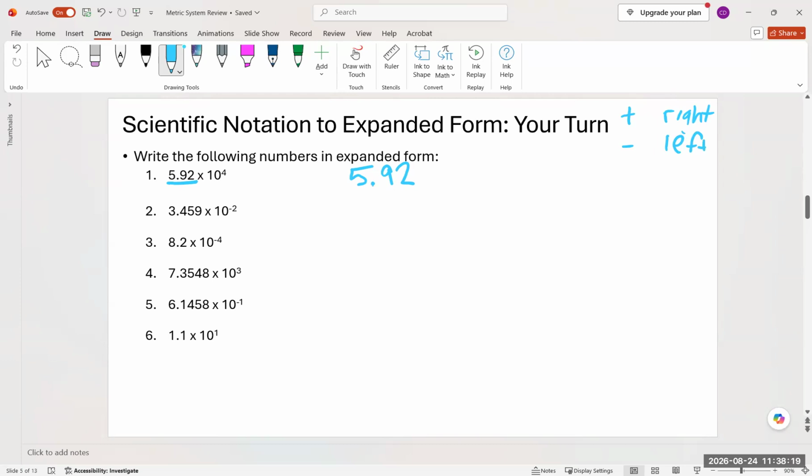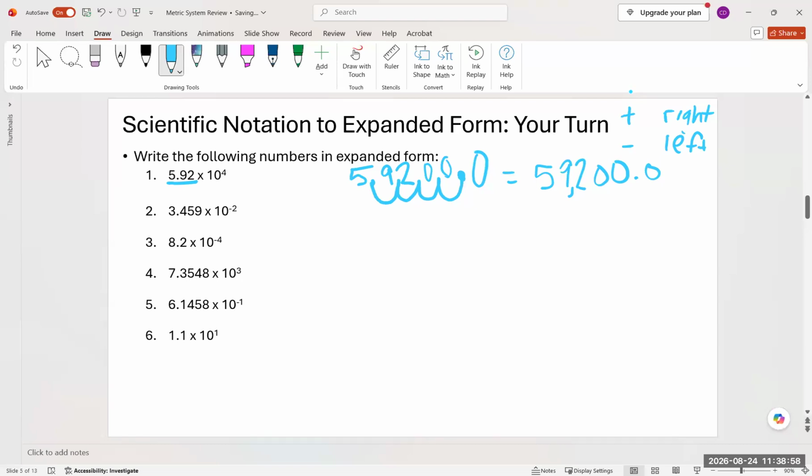I'm a very visual person. Even though I've been doing this for decades, I still physically move the decimal. So I'm going to move it to the right: 1, 2, 3, 4. I like to plant that decimal and put a 0 behind it. And then you fill in these spaces with a 0. So 5.92 times 10 to the 4th is 59,200. And it's okay if you don't put the point zero after. For me, it helps me keep track of where everything is at, but it is also perfectly okay to put a point zero.